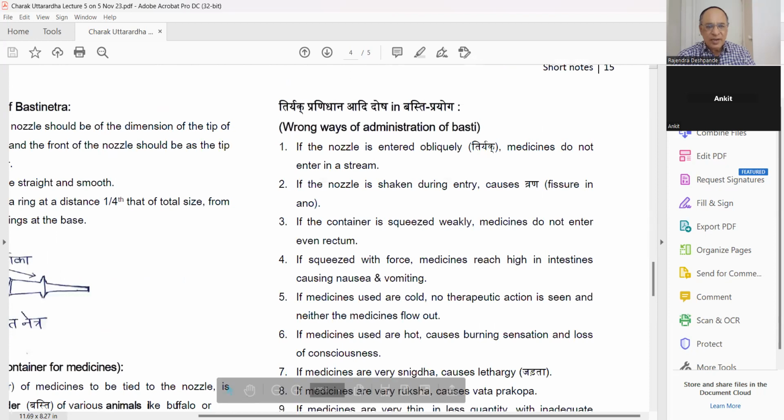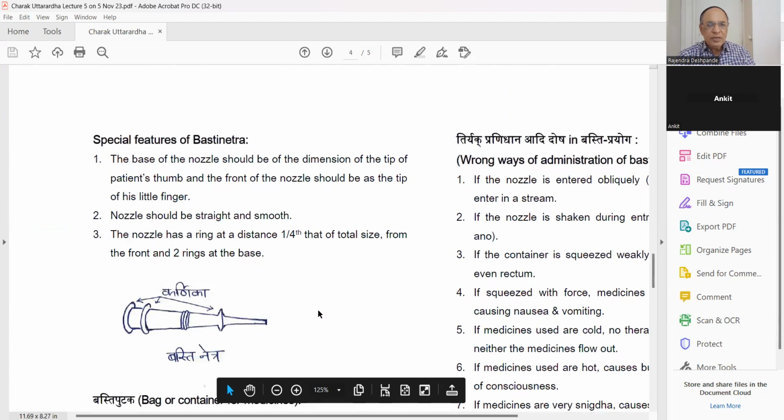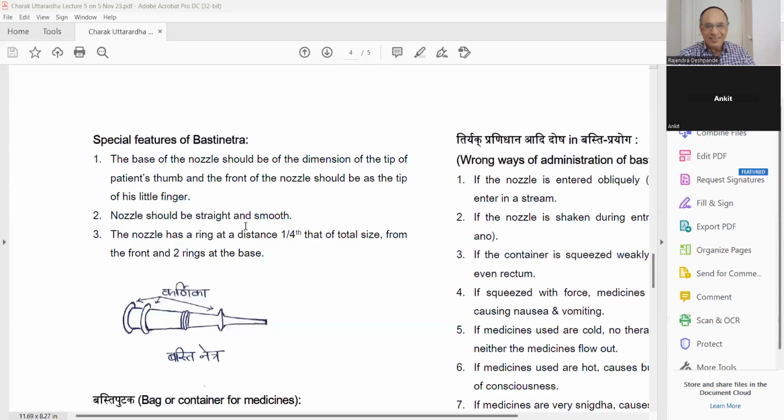First, I will move to the left side and then we will come to the right side. Can you see here? Special features of Basti Netra. I'm sorry, I don't understand why this is happening. I think it is better to stop sharing and try to share again. Okay, just a moment. Just hold on. It's not a big problem. Immediately, yes. Now it has gone. Okay, unfortunately it is coming back. Yes, fortunately it has gone.